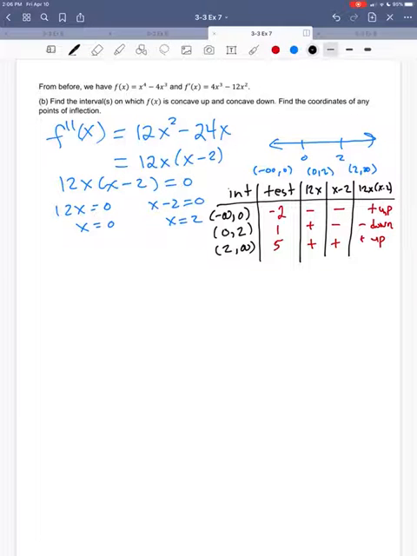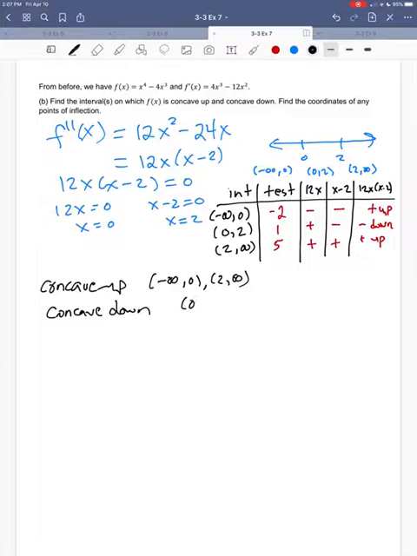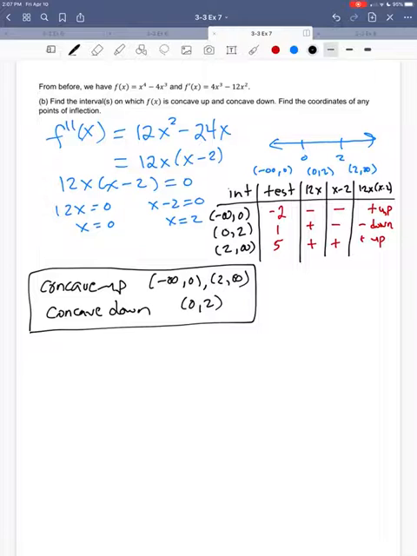So I've found some of my information I want here. If it's concave up, I've got that happening from negative infinity to 0 and from 2 to infinity. Right? It's concave up here and here, so that's these intervals there. And then it's going to be concave down where I have a negative second derivative, so that's between 0 and 2. So that's information that I've got there. That's part of what I need here.